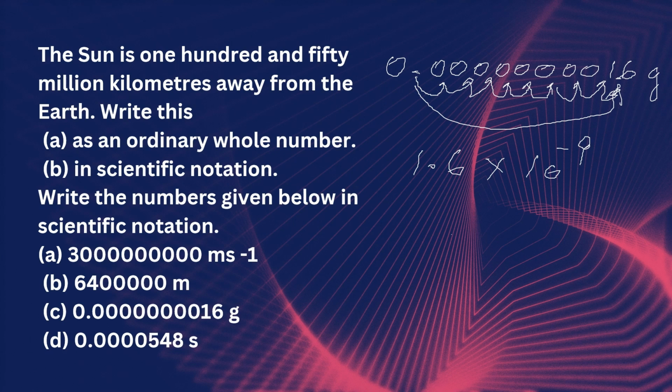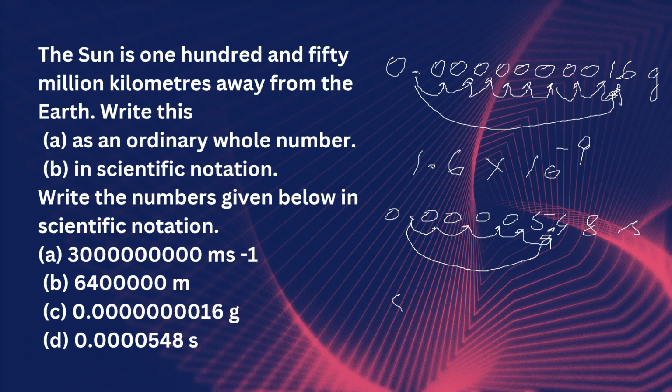I go for another example. This is part D. It is written as 0.000, there are 4 zeros and then 5, 4, 8, and the second is the unit which is written here. I will have to move this decimal after the first non-zero digit 5. Between 5 and 4 I will have to put the decimal. Now let's see how many digits I had to move: 1, 2, 3, 4 and 5 digits.